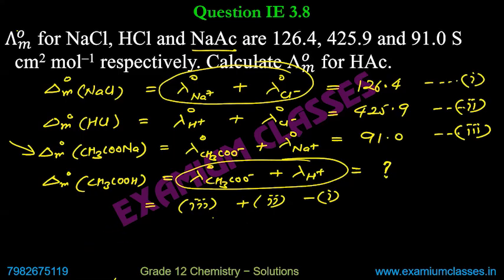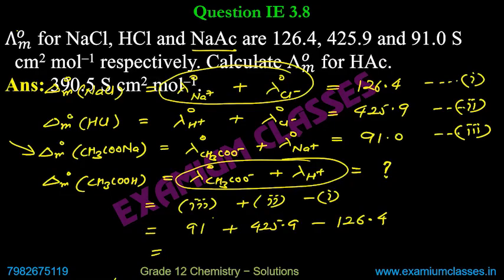Okay, so this is an application similar to Hess law. How to get the required equation? It will be third, which is 91, plus second, which is 425.9, minus first, which is 126.4. When you solve this, you will get 390.5 as the answer.